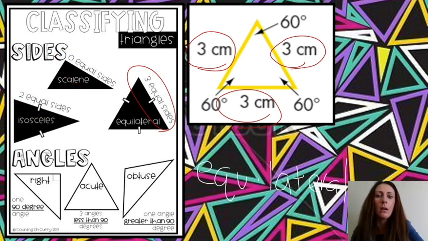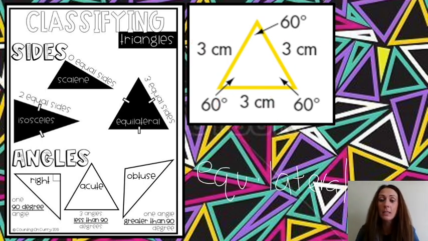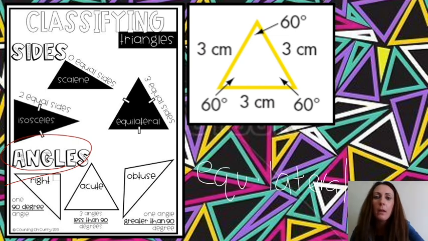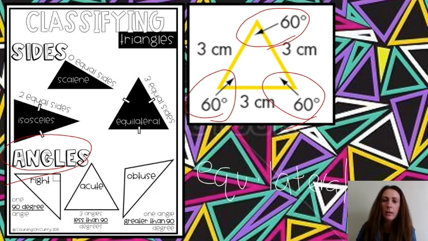Now, let me get rid of all of this. We've talked about the sides. Now what do I need to talk about in order to classify my triangle? Right, I need to talk about the angles. So let's go look at the measurement of the angles of my triangle. One angle is 60 degrees, one angle is 60 degrees, and the third angle is 60 degrees. Well, that's kind of like the sides. All of the sides were congruent or equal. All the angles are congruent or equal.